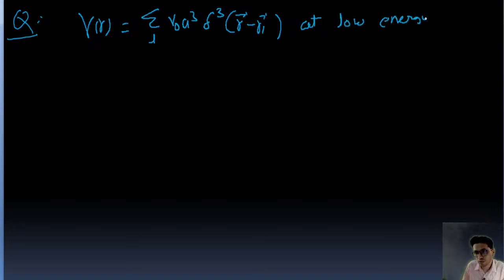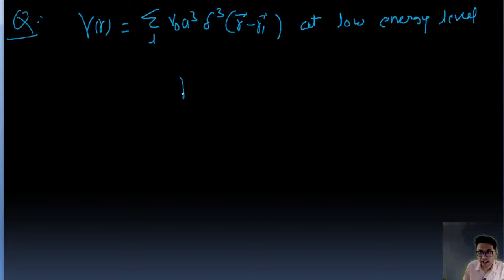Next question is, this is also a very good question. We have been given V(r), that is the potential, guys, equal to sigma over i of V naught a cube del cube (r minus r_i), at low energy level. So we have been given the potential V(r) at low energy level.